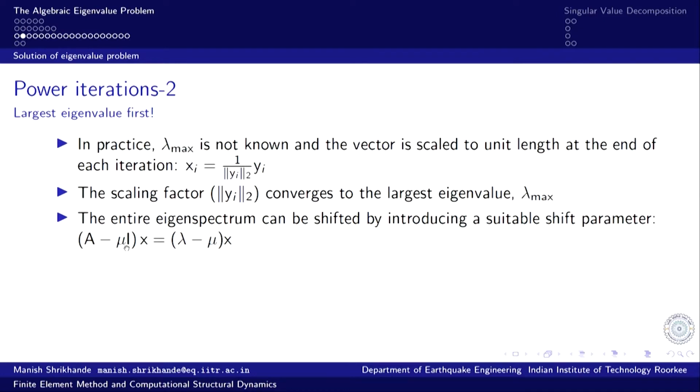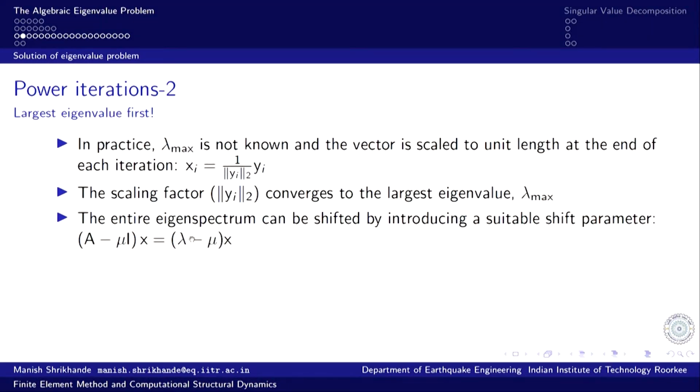So, instead of iterating with a matrix A, I consider a shifted matrix by a parameter mu. So, I consider the matrix as A minus mu I. The entire spectrum is shifted by mu. So, now the eigenvalue for this A minus mu I is lambda minus mu. This iteration with A minus mu I will converge to the largest value of lambda minus mu. So, if I can choose mu judiciously, then it is possible to use power iterations for converging to any eigenvalue that we wish.